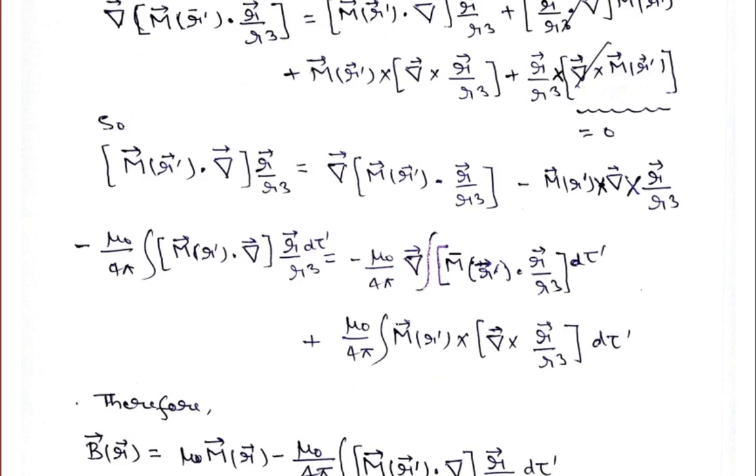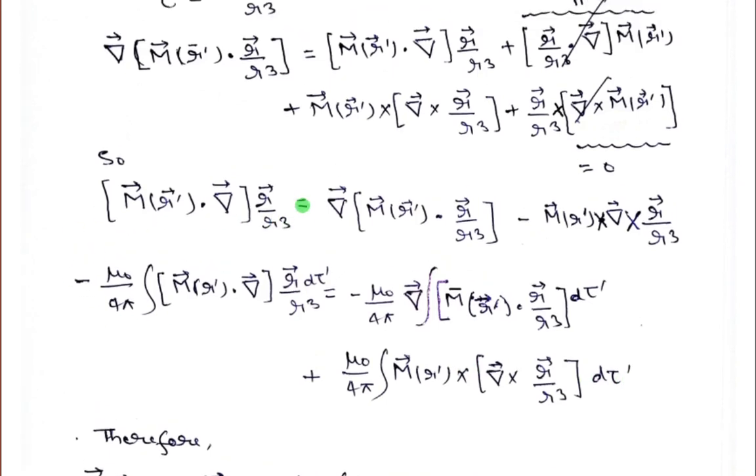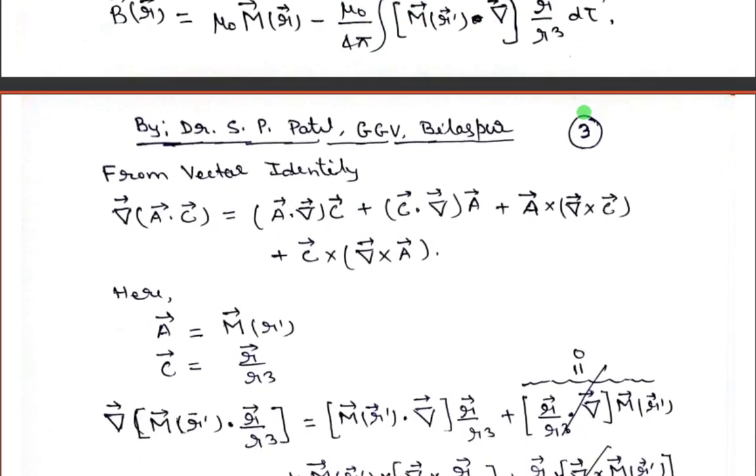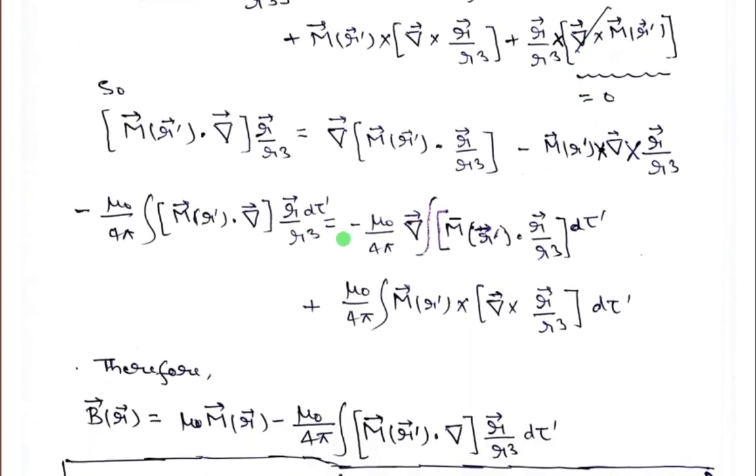That is mu 0 upon 4 pi again integral. So we can write that will be M vector, which is a function of r prime, cross product with del operator again with cross r vector upon r cube. So this cross product of del cross r vector upon r cube, and that is d tau prime. So in place of this quantity in this equation, in place of mu 0 upon 4 pi integral M dot del outside the bracket r vector upon r cube d tau prime, we can write this quantity.